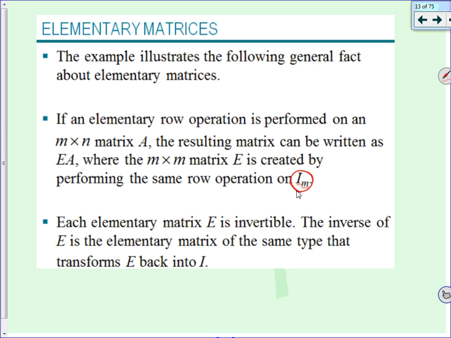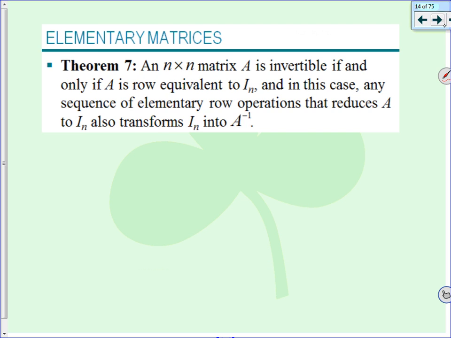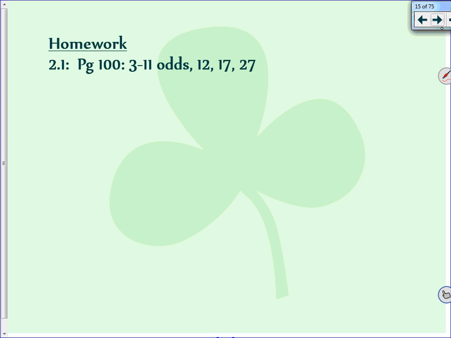So each elementary matrix is invertible. The inverse of E is the elementary matrix of the same type that transforms E back into I. In other words, if I had that matrix that flipped row 1 to row 2, the inverse of that would flip row 2 to row 1. So those are inverses. So that's how you do an inverse of any matrix: you consider undoing all of the row operations in matrix form. Okay, yeah, that's that. There we go.